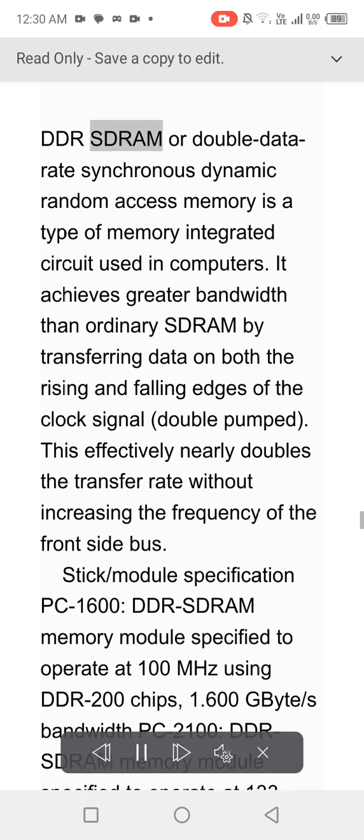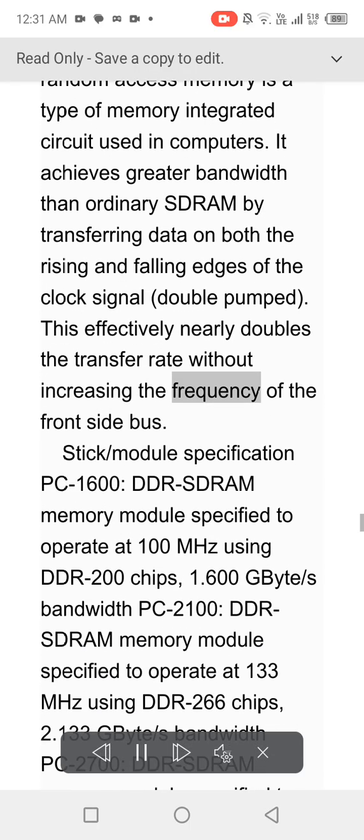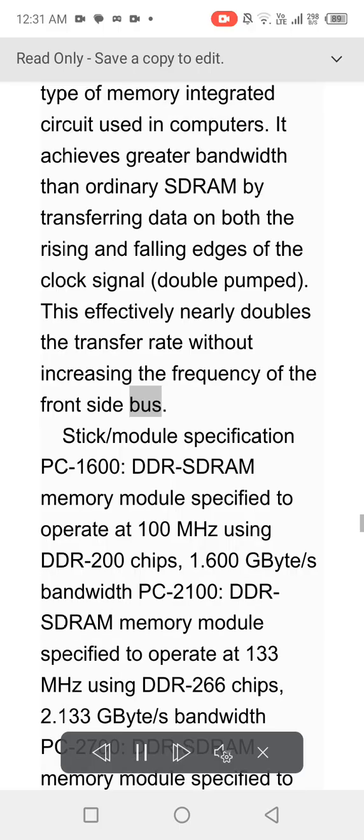DDR SDRAM, or Double Data Rate Synchronous Dynamic Random Access Memory, is a type of memory integrated circuit used in computers. It achieves greater bandwidth than ordinary SDRAM by transferring data on both the rising and falling edges of the clock signal. Double pumped. This effectively nearly doubles the transfer rate without increasing the frequency of the front side bus.